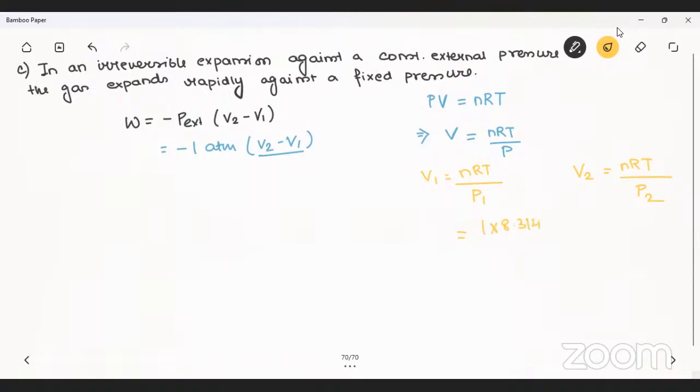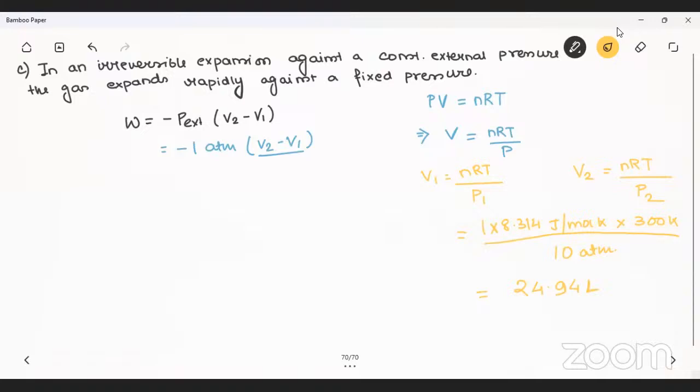You have to calculate this: 8.314 joule per mole Kelvin into the temperature, which is 300 Kelvin. And what is the initial pressure? 10 atmosphere. So our initial volume I have calculated will be like 24.94 liter. Similarly, the upper part will be the same, but here you will be writing 1.